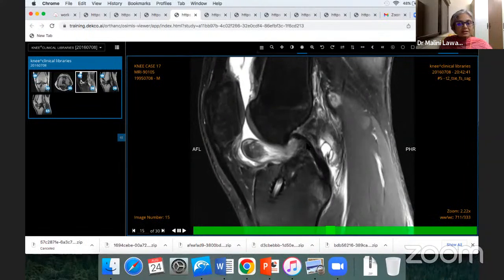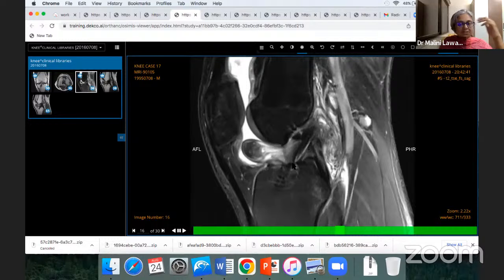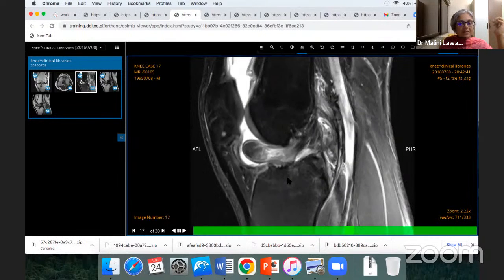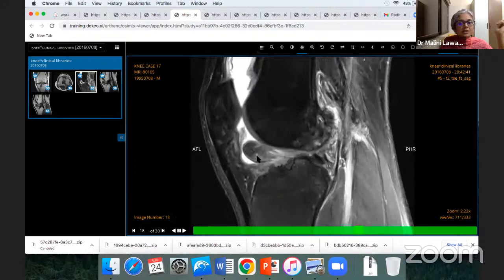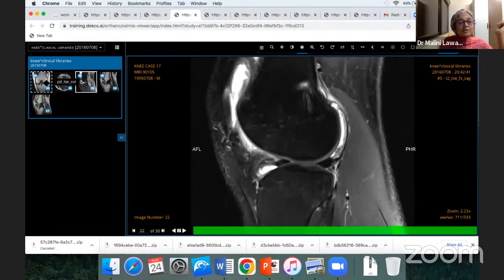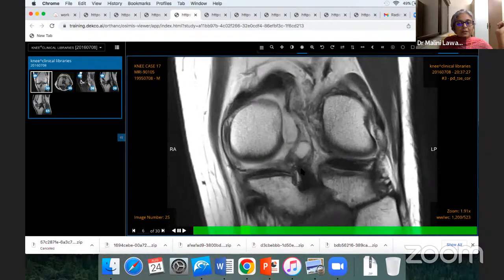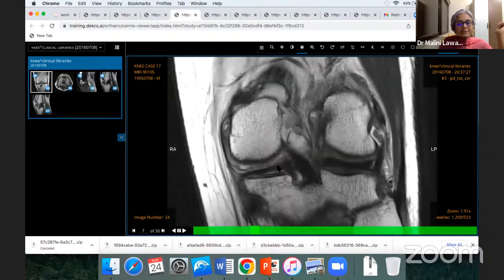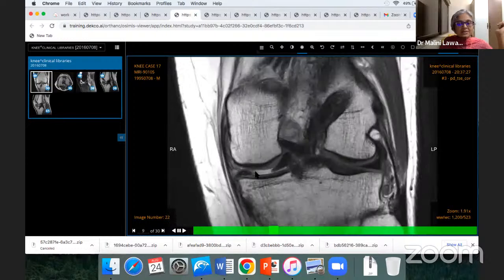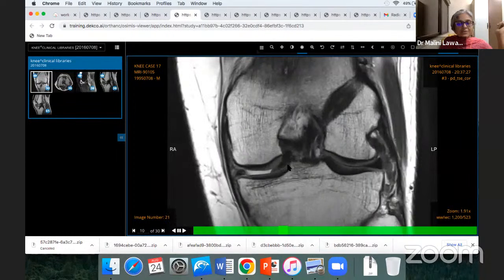Graft, ACL repair, ACL reconstruction. And you can see that the graft is intact, but there's this large cyclops lesion. We confirm a bucket handle tear always on a coronal image. Coronal image, normal lateral meniscus, look at the medial meniscus. Can you see this small body and this large piece here?